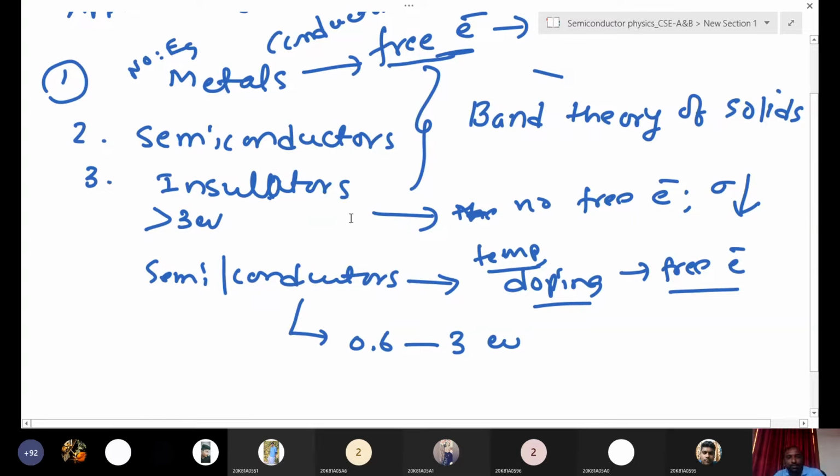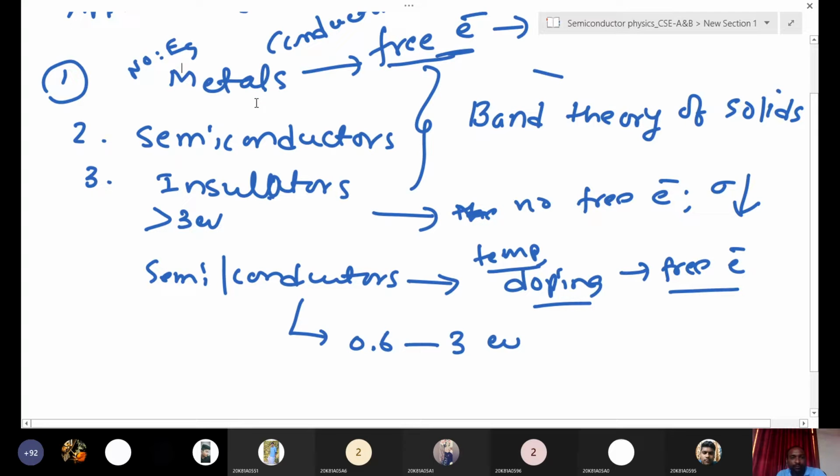Okay, so you got it right. Metals are conductors. They have a huge number of free electrons. So if a large number of free electrons are available, the conductivity is also high. For insulators, there are no free electrons, so the conductivity is very less, and the band gap is very high, greater than 3 electron volts.